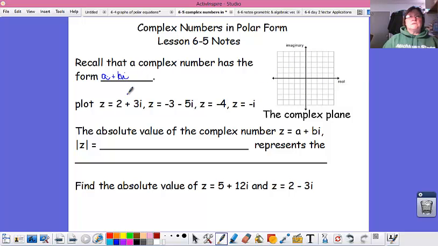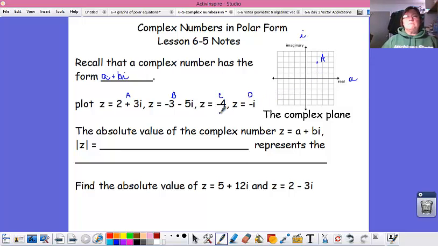So if I were to plot, I'm going to call these A, B, C, and D. I'll go ahead and plot the first one and then ask you to plot the other numbers. Point A is 2 in the real direction. You could think about this: the A goes here and the I goes here. 2 in the real number direction, but 3 in the imaginary direction. So there's point A right there.